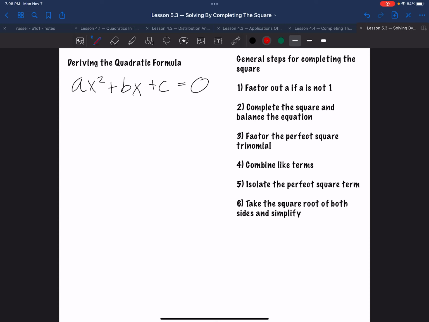So you can notice here I've got these steps, the general steps for completing the square. This is what you would do regardless of whatever problem you're working on. You'd factor out a, you'd complete the square and keep it balanced. You'd factor, and then you combine like terms. You get the isolated term by itself, and then you take the square root of both sides and you simplify that result. And then solve. I guess that would have been step 7.